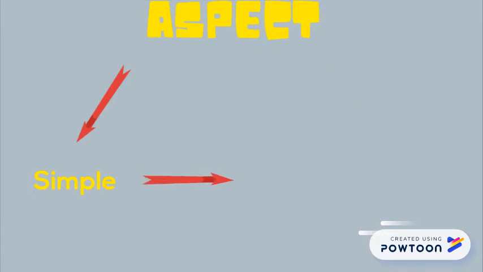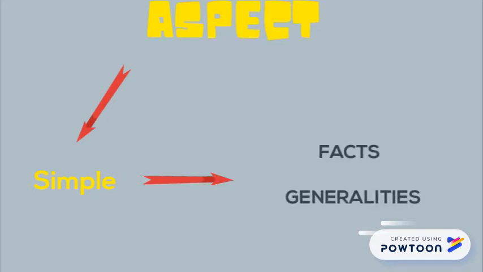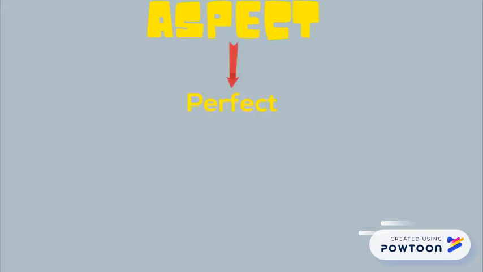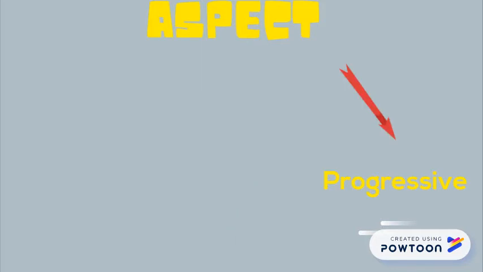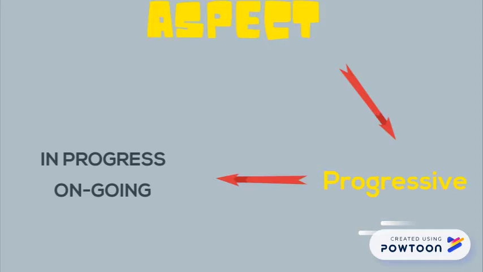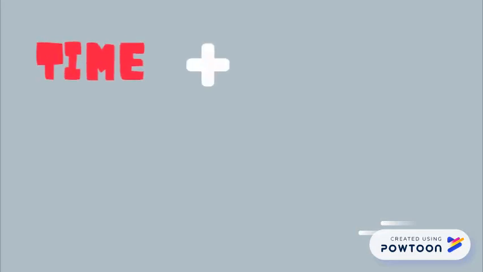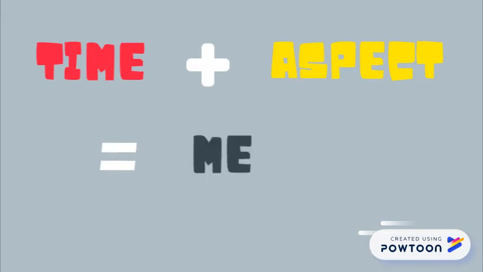The simple aspect communicates facts and generalities. The perfect aspect communicates how a specific event in the past is perceived in the present in terms of results. And the progressive aspect communicates that an event is perceived as in progress or ongoing, no matter when it started or when it finished. So, you need both time and aspect to communicate exactly what you mean.